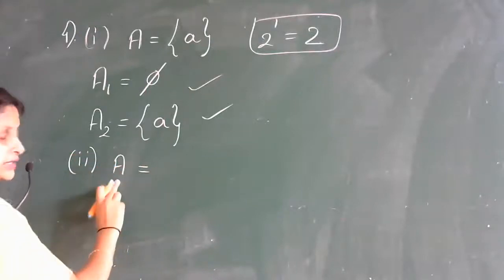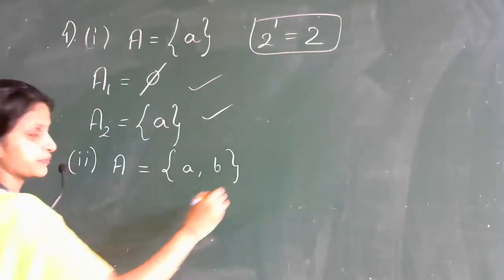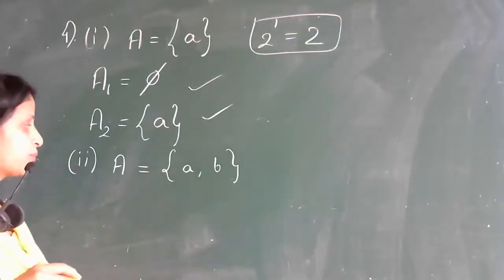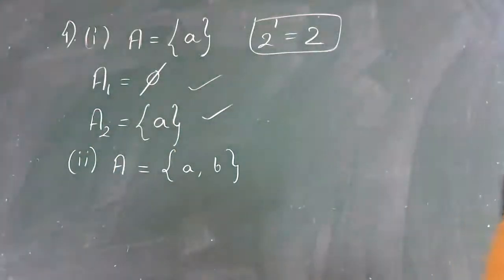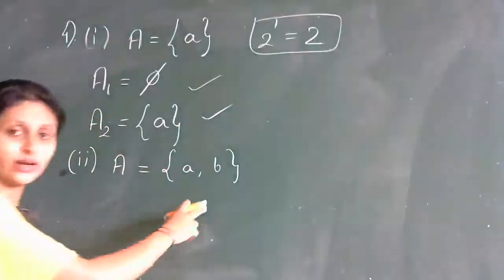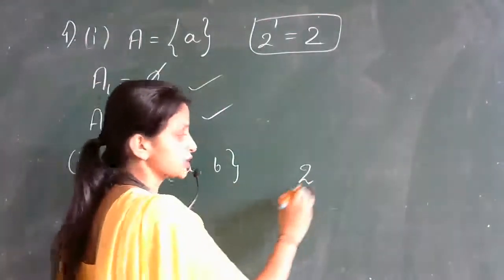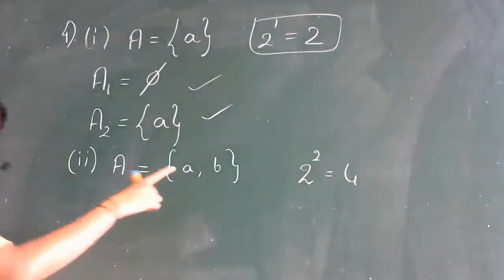Again, let me give it a name. Set A is equal to A comma B. Now tell me how many subsets are possible for this set A? Please everyone answer. Very good. 4 subsets are possible. Why? Because this set has 2 elements. So total number of subsets of this set will be 2 to the power 2, that is 4. So we have 4 subsets.